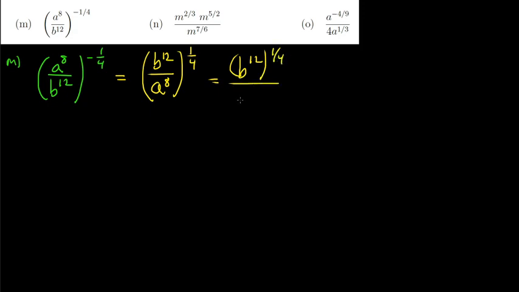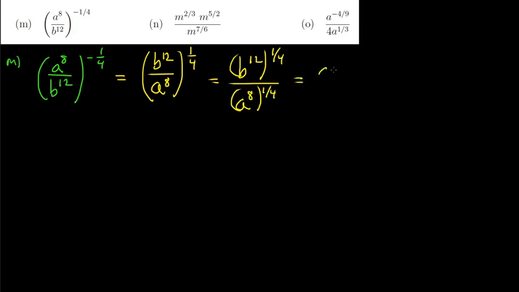Okay, last three, m, n, and o. So m is a to the 8 over b to the 12, and then that whole thing to the power negative 1/4. All right, well, when you have a negative sign in the exponent, it just means you take the reciprocal, right? So if you want it to become a positive sign, let's just flip it over. B to the 12 over a to the 8, and then raised to the positive 1/4. Well, when you have a fraction, you're dividing. So when you're dividing, you can split it up. This is b to the 12 to the 1/4, all over a to the 8, also to the 1/4.